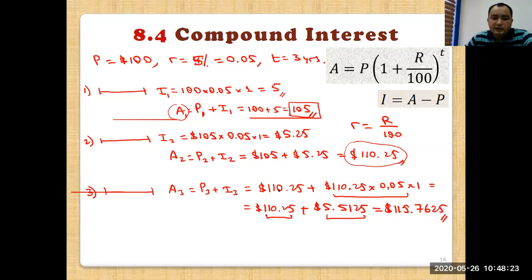Okay. Now, if you just calculate this with simple interest, we would get here $115, right? If you remember, because every year it earns $5. So when it's compound interest, now it earns a bit more. How much? This is the difference. Okay, now we will continue.